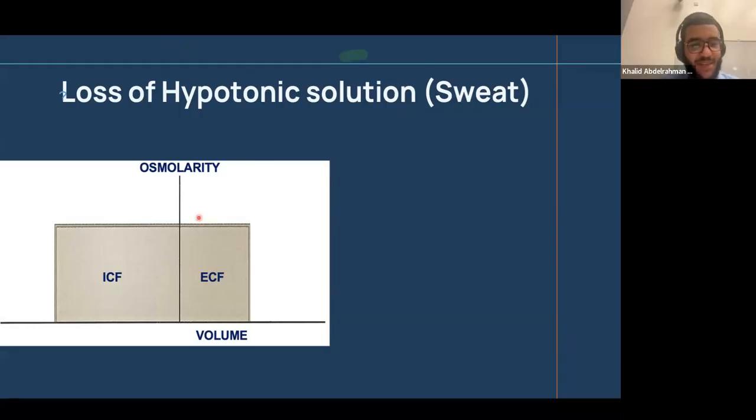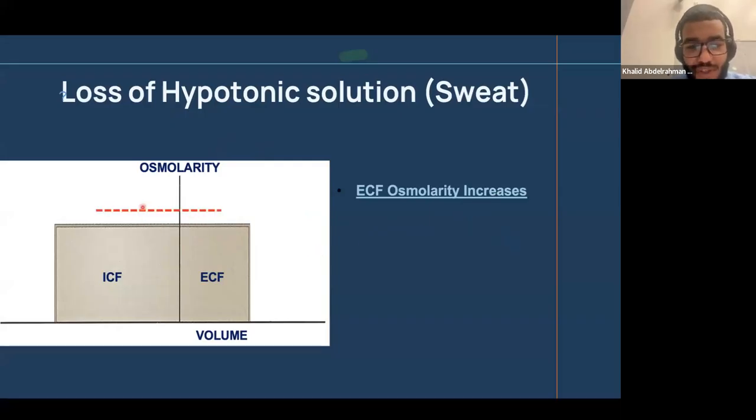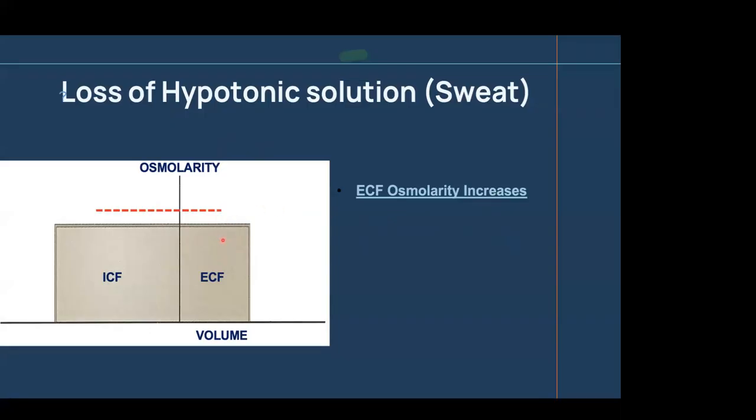Okay, so let's take it step by step. We said that osmolarity increases. We all agree, because we lost hypotonic solution, so it leaves behind a hypertonic solution. So this is where the new graph will be. Now let's talk about the volume of the ECF. What happens to the volume of the ECF? It decreases. No, I think it increases because the ICF will move to the ECF, because there was a rule saying that the ICF moves to the ECF if there's a change in osmolarity. Stays the same, right?